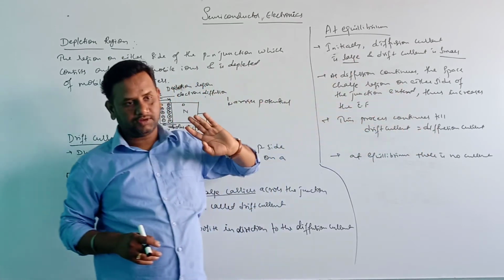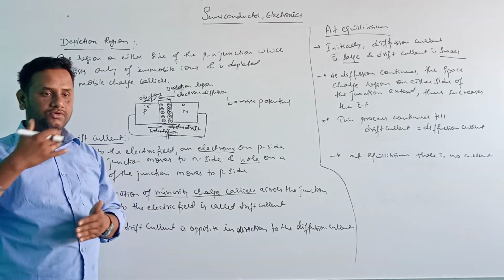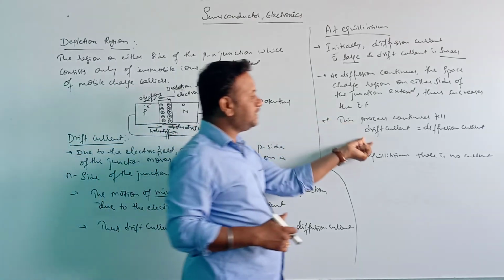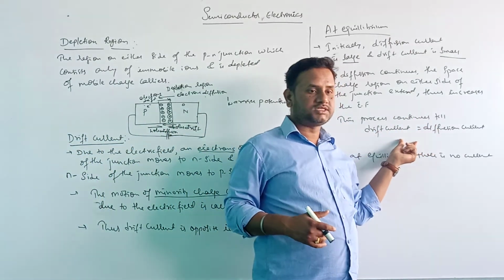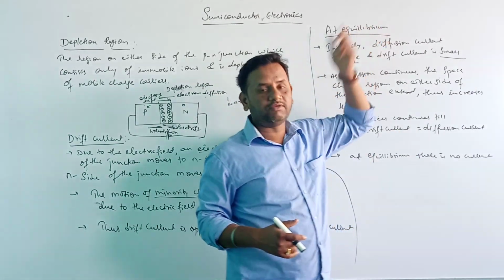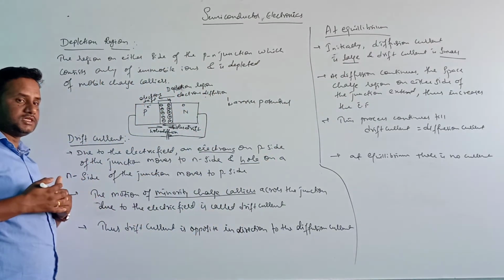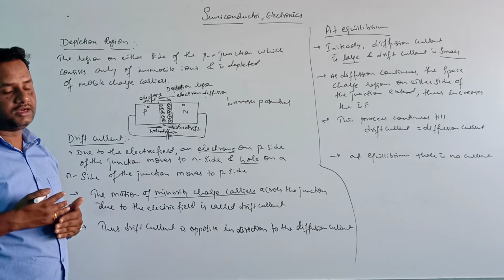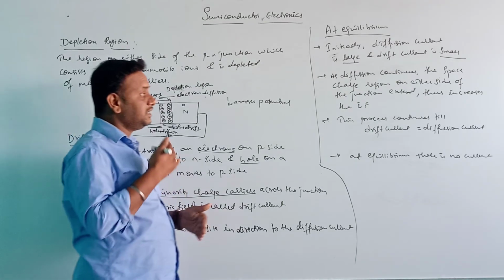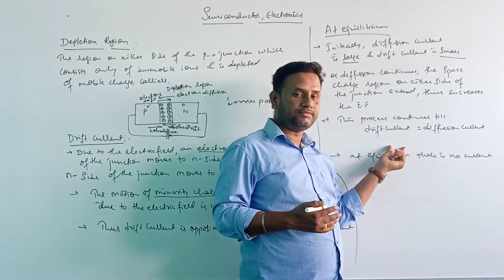This process continues till the drift current and diffusion current both are equal. How long will this process go on? Electrons are drifting, electrons are diffusing. It continues till both the drift current and diffusion current come to an equal state. That we call the equilibrium state. Equal means both are in the same condition. So this process, the diffusion and drift of electrons and holes, takes place till the drift current and diffusion current both are equal.